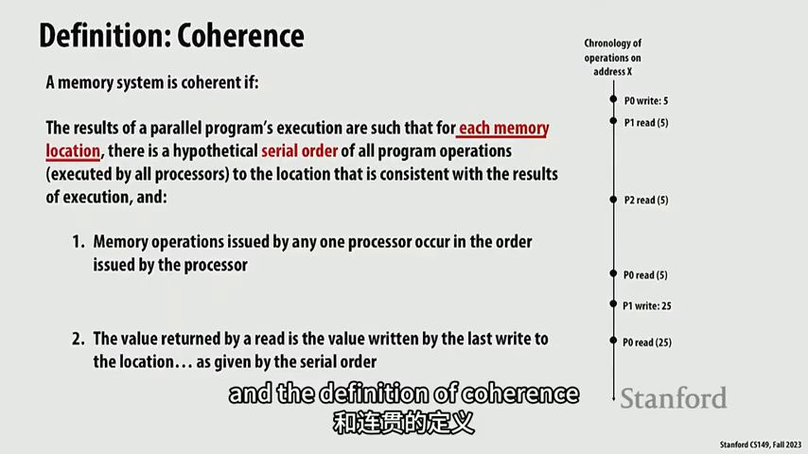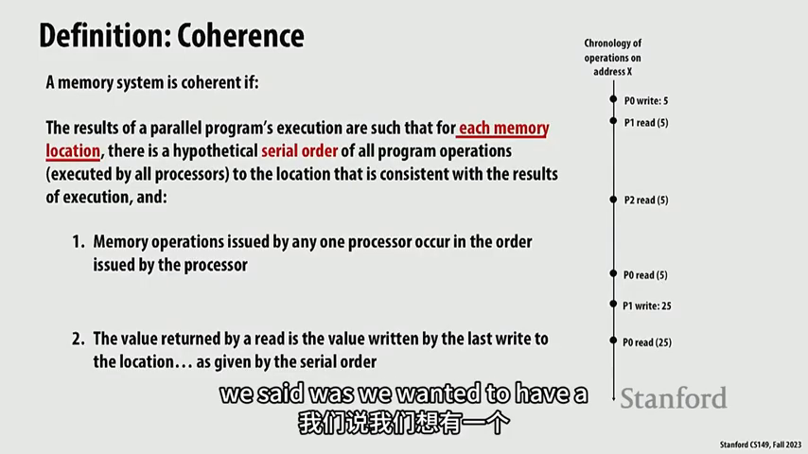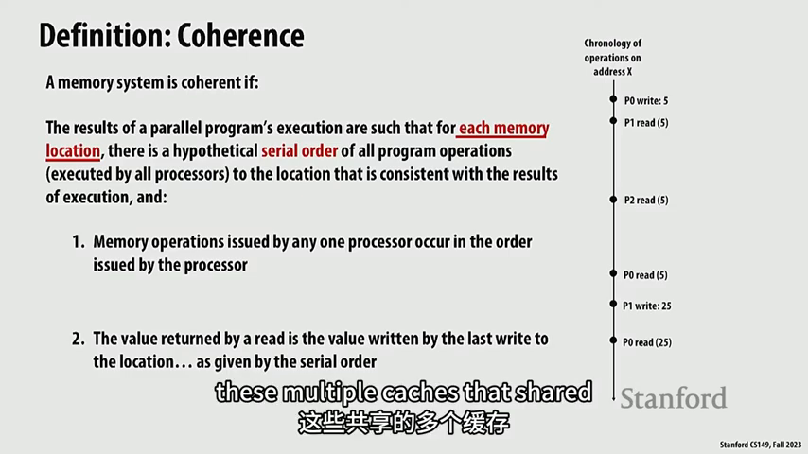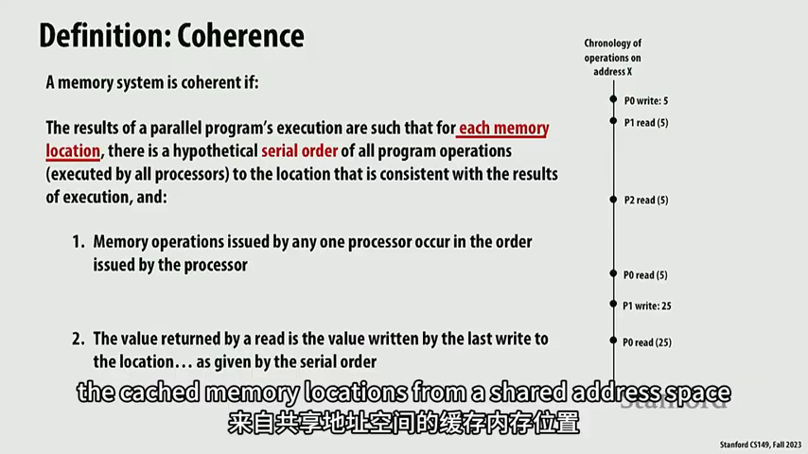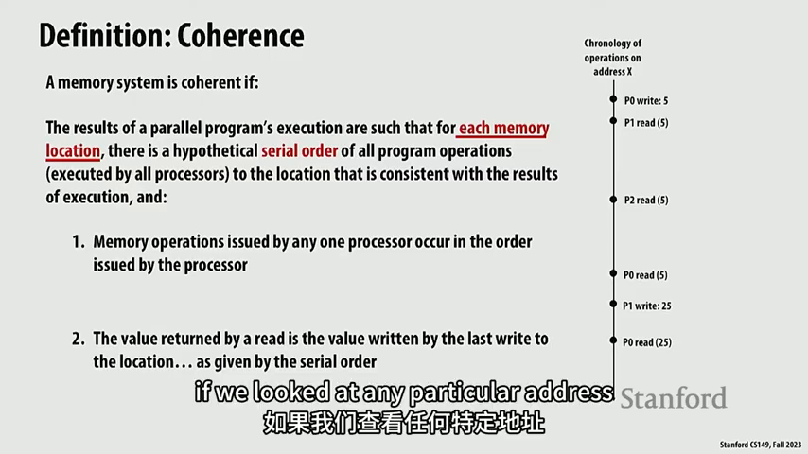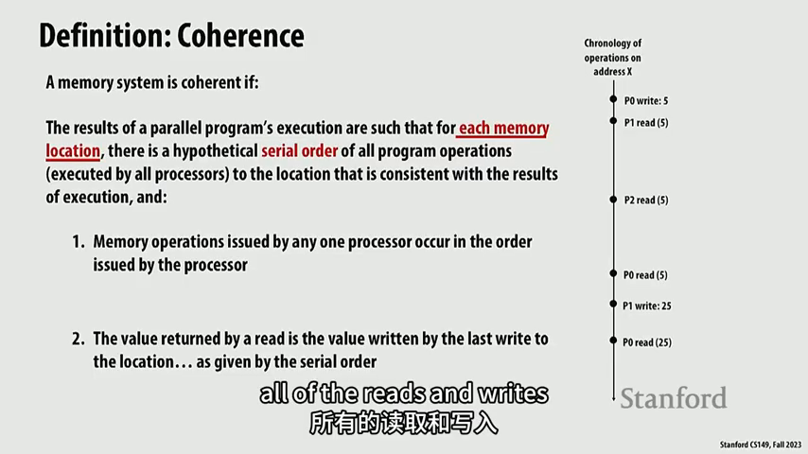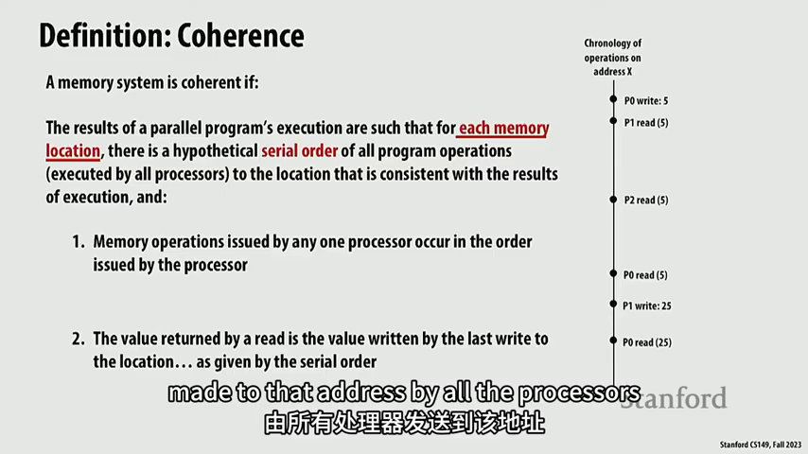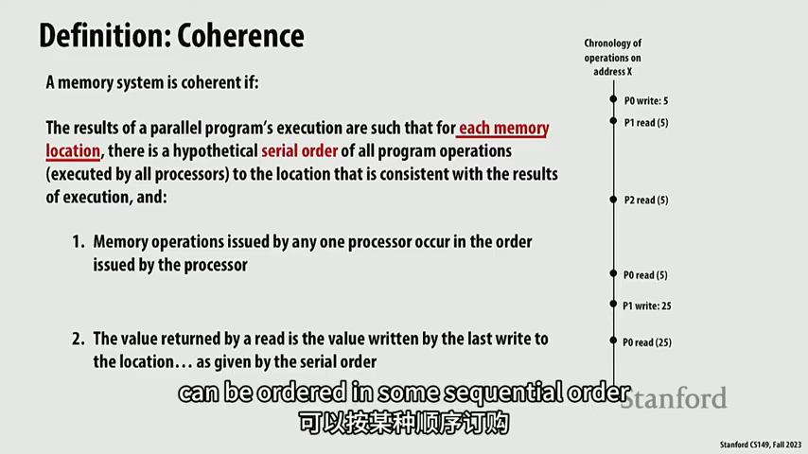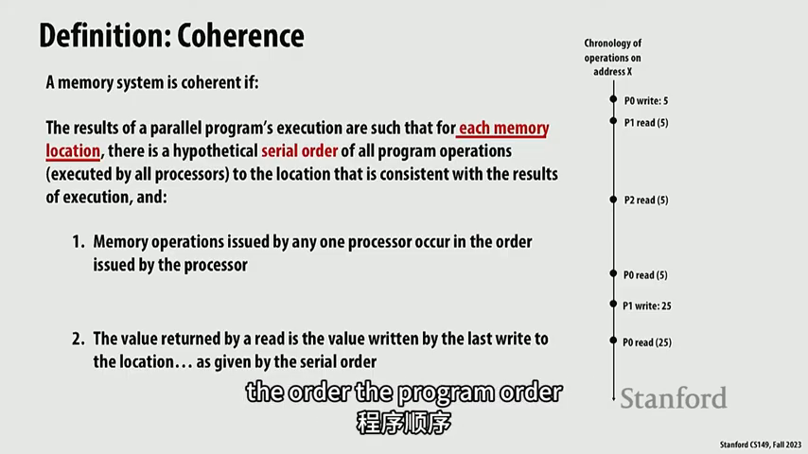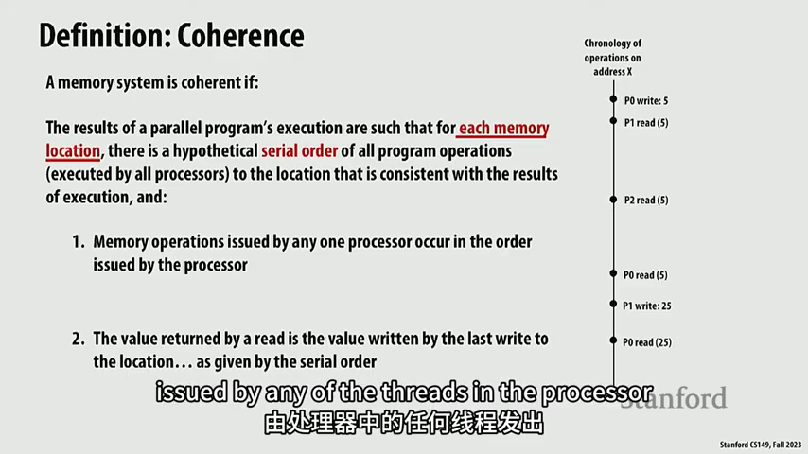And the definition of coherence, we said, was that we wanted to have a memory system that, even though we had these multiple caches that shared the cached memory locations from a shared address space, if we looked at any particular address, what we want to see is that all of the reads and writes made to that address by all the processors can be ordered in some sequential order, such that the ordering corresponds to the program order issued by any of the threads in the processor.